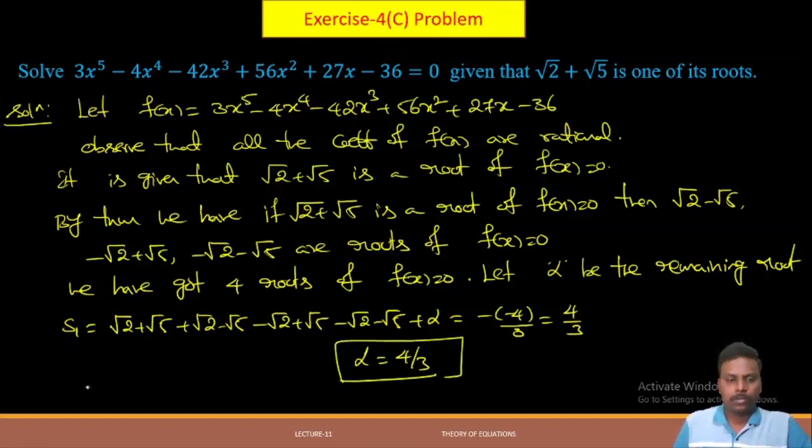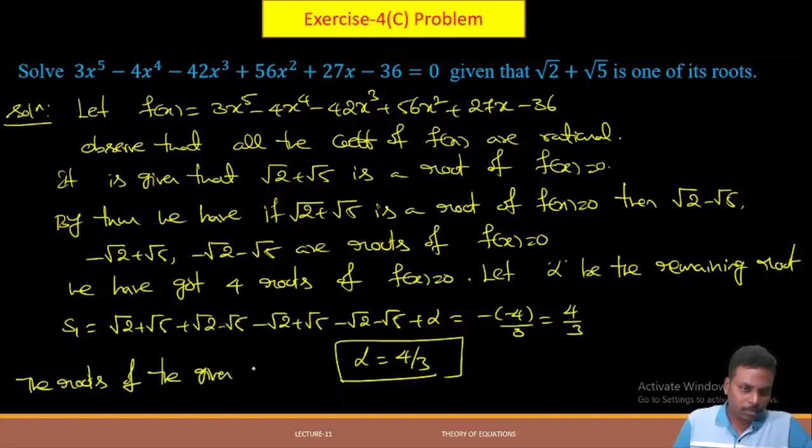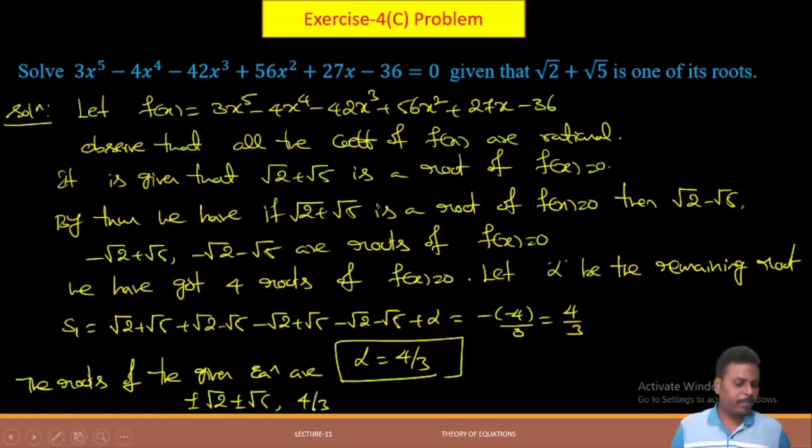So the roots of the given equation are plus or minus root 2 plus or minus root 5 comma 4 by 3. These are the roots of the given equation. Okay.